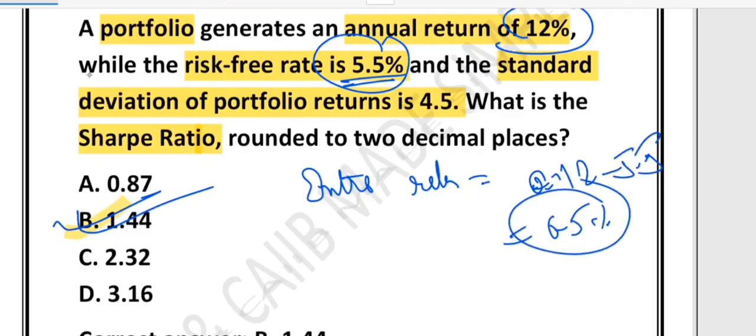But yes, you took 4.5 units of risk. What does the standard deviation indicate? Standard deviation indicates how much risk you are taking. Think about it. For 4.5 units of risk you are taking, you are getting 6.5% return. Now the question is, for 1 unit of risk you are taking, how much return is it generating? That's called the Sharpe ratio. This is the simplest way one can understand.